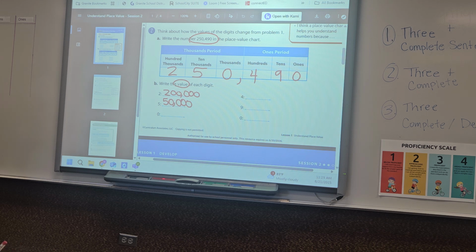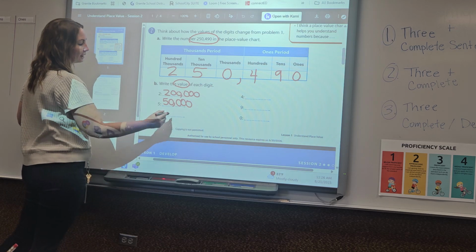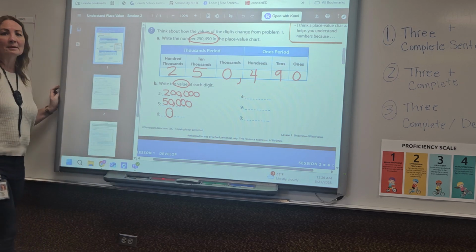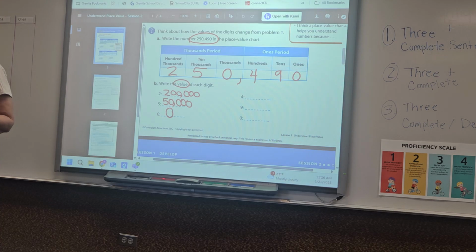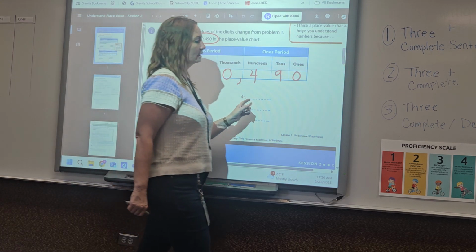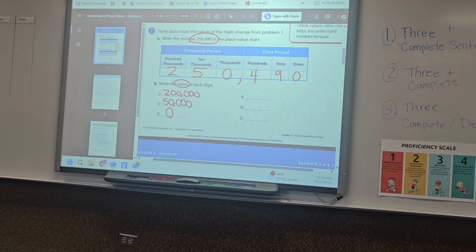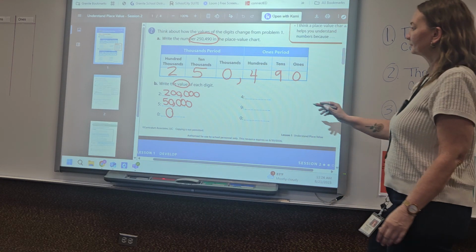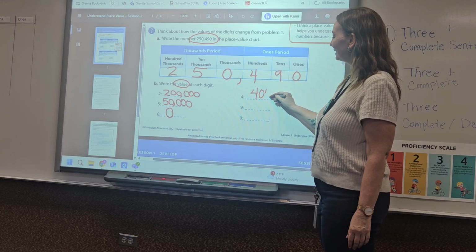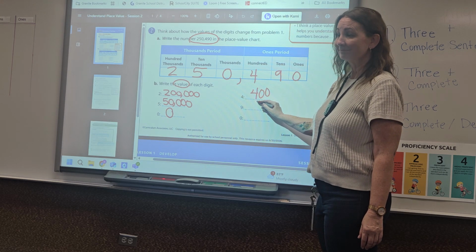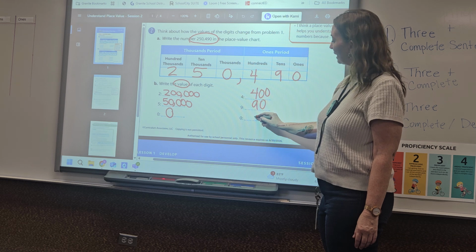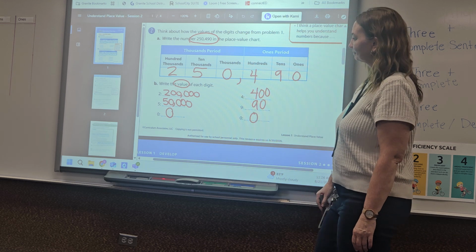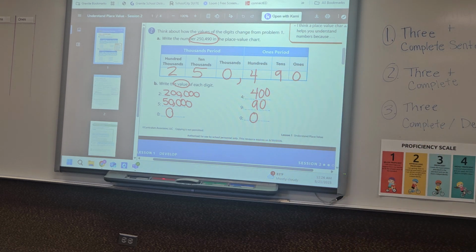Now we have a 0. What is the value of this 0, everybody? 0. But it is important we still put that 0 there as a placeholder. Okay, 4. Everybody, what is the value of the 4? 400. Good. The 9? 90. And the ones, the 0? 0 cookies. Okay. Some of you need to get in control of your voice, please.